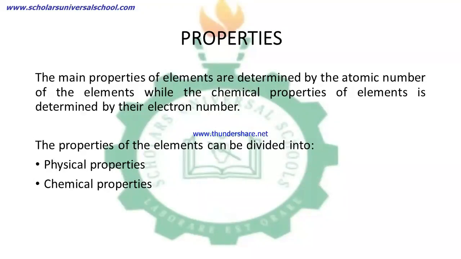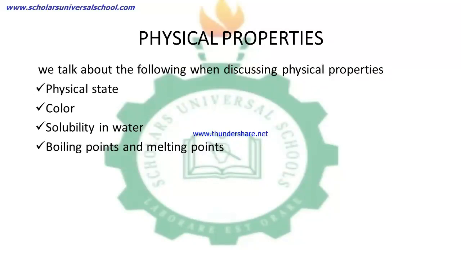Now to the properties of the halogen family. When we talk about the properties of elements, we talk about the characteristics of elements. The properties of elements can be divided into two: we have the physical properties and the chemical properties. When we talk about the physical properties, we talk about the physical state, the color, the solubility in water, the boiling point and the melting point of that element.